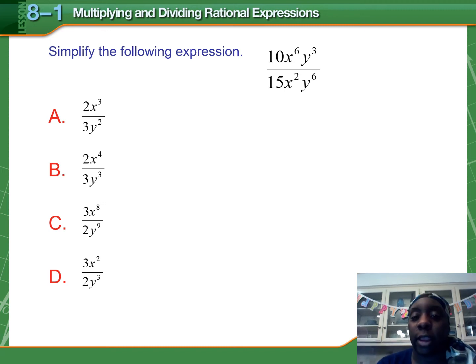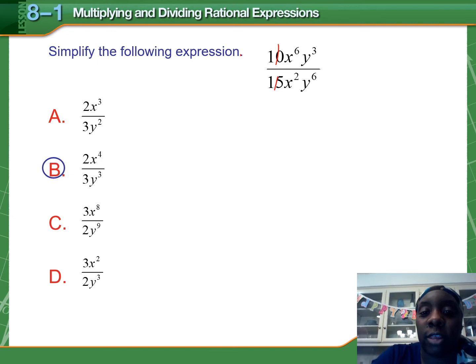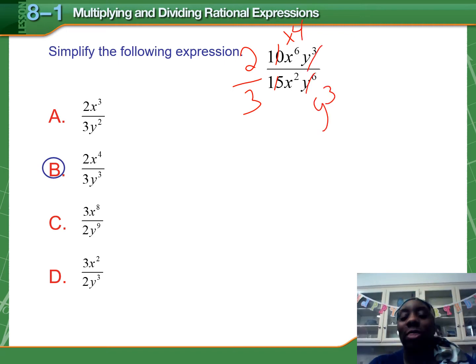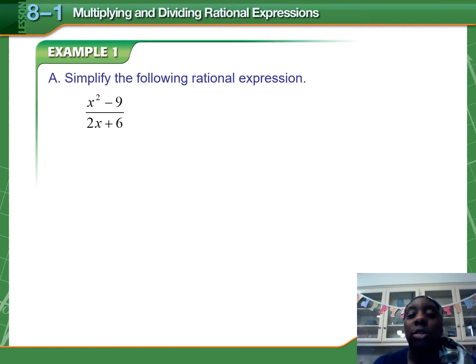All right, so you guys go ahead and simplify this expression yourself. Pause the video. And here's our answer. Our answer should be B. So let's make sure: 10 over 15 will simplify to 2/3, x to the 4th in the numerator, y to the 3rd in the denominator. So that is correct.